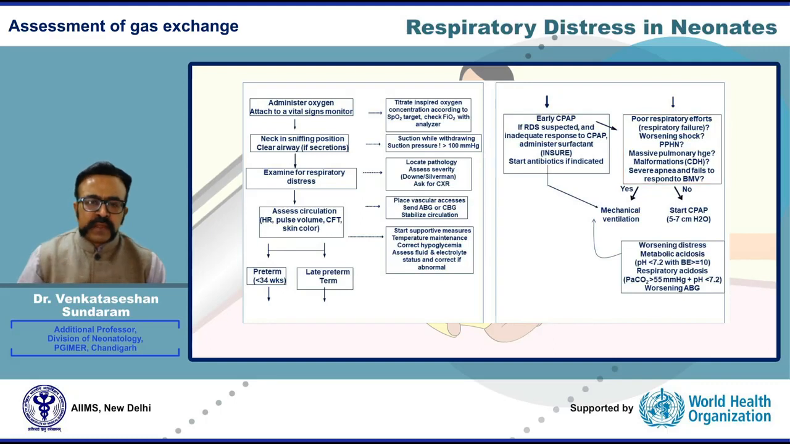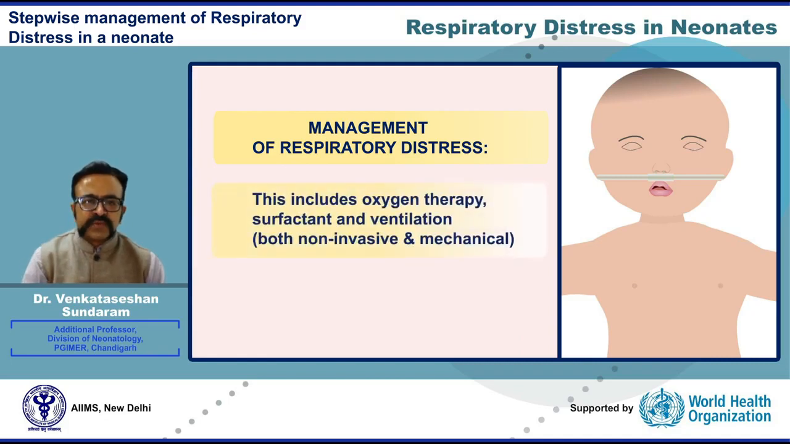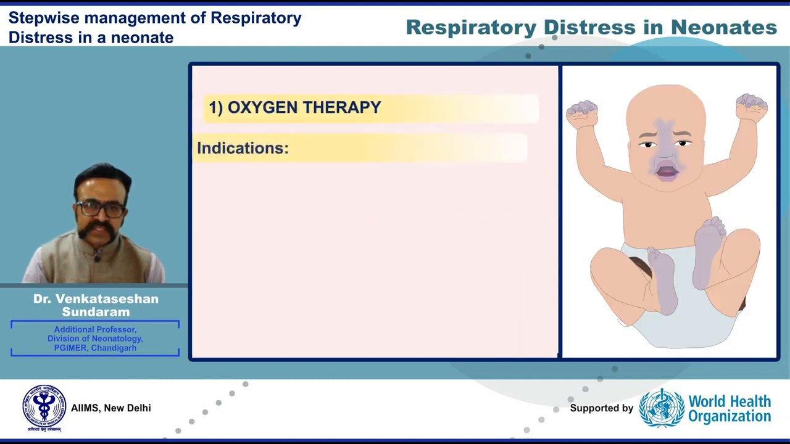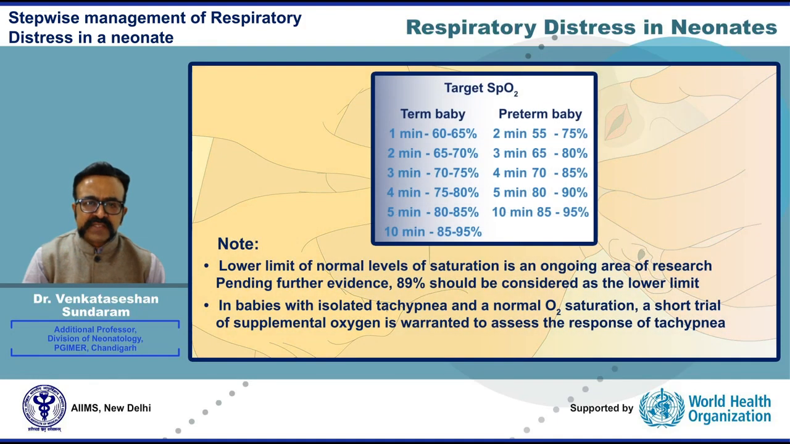If you look at the management of distress in a stepwise fashion, first step is to administer oxygen using short binasal prongs or a hood. While administering oxygen, one should take care that the saturations are monitored and the target saturations are adhered to in order to prevent morbidity such as retinopathy of prematurity. An example of a target saturation is given in this slide for your understanding.